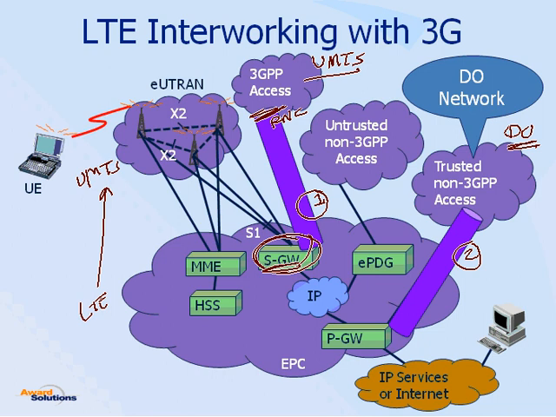If you want to support interworking between LTE and 1XCVDO, then we will use the tunnel between the PGW and the DO network. So let's say some gateway, a PDSN-type gateway, which we formally call the HRPD serving gateway, HSGW. So we will use the tunnel between the PGW and the HSGW, which is like your PDSN, for interworking between LTE and 1XCVDO.